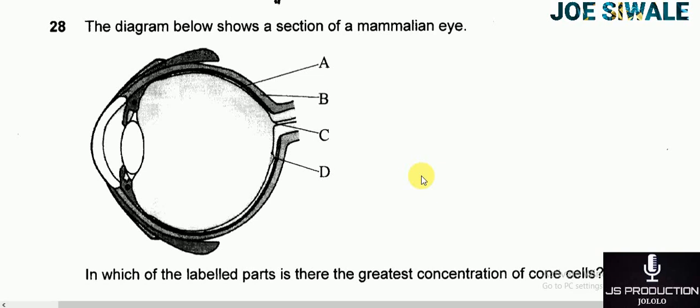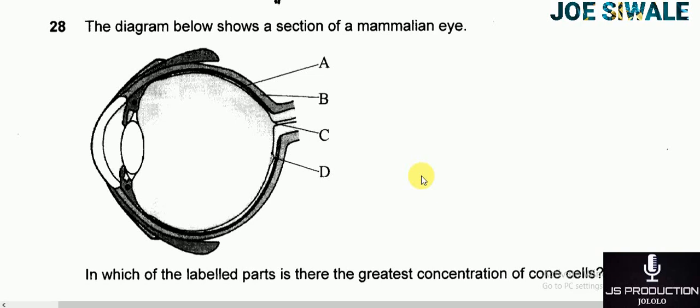Part B, that's the choroid. The choroid contains melanin, and the function of the choroid is to prevent refraction of light within the eye. Part C, that's the blind spot, and the blind spot does not contain any photoreceptors, so this means it is not sensitive to light. Part D, that's the yellow spot.